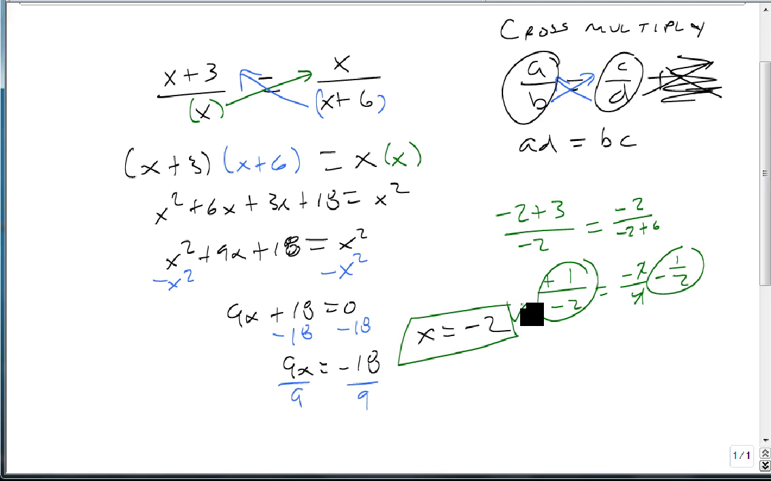And so as long as we remember to multiply the denominator from the left up to the right and the denominator from the right up to the left and then solve it like a normal problem, we will get our correct answer.